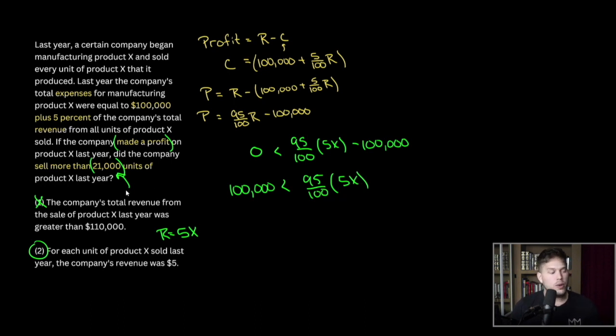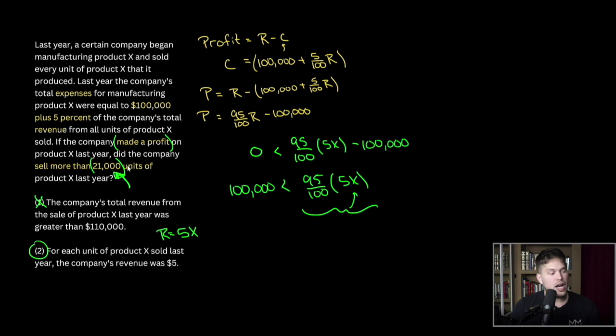Since all we want to know is if we sold more than 21,000 units, let's plug in 21,000 for X here. And if this value is less than 100,000, then we know that we must have sold more units than 21,000. However, if this value is more than 100,000, then it would be inconclusive. That would mean we either sold more or a little bit less. So we're hoping 95% of 5 times 21,000 is less than 100,000. So let's do that math now.